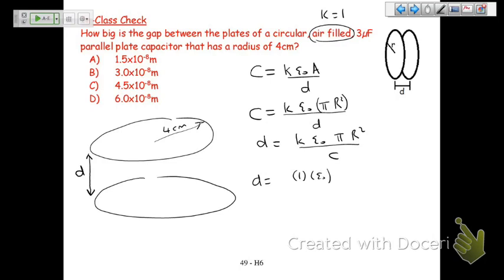Epsilon naught. And pi is 3.142. And r squared is going to be, a lot of people put down 4. It's not. It's 0.4 squared over C. And C is 3 times 10 to the minus 6, because it's got to be in farads. So D is equal to 1. Can somebody look up what epsilon naught is? Permittivity of free space.